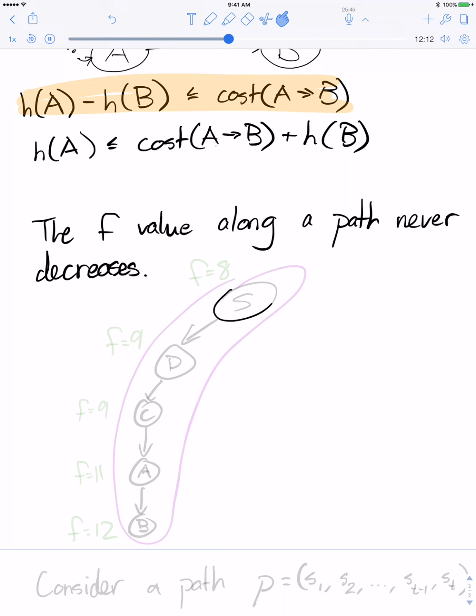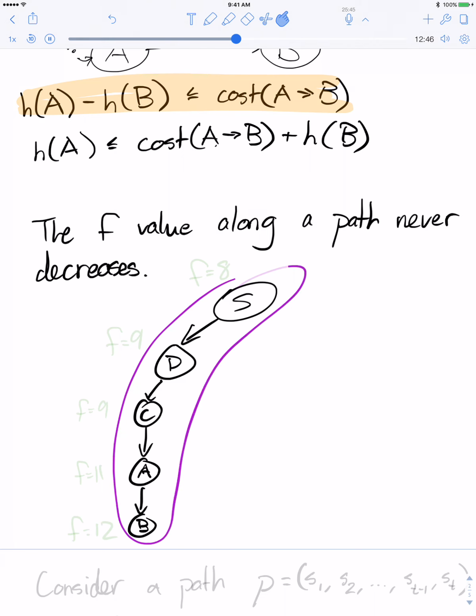Consider a search tree. We always have S at the top, some other stuff over here, let's say D, C, and of course we'll have some other options. We're going to just look at one path for right now. And then A, B. You can imagine that this is a search tree for the graph we were just looking at with A and B.